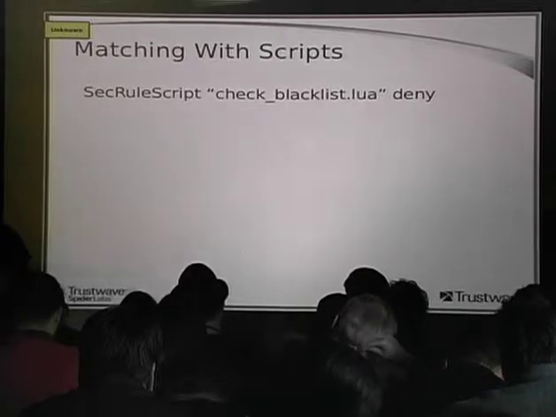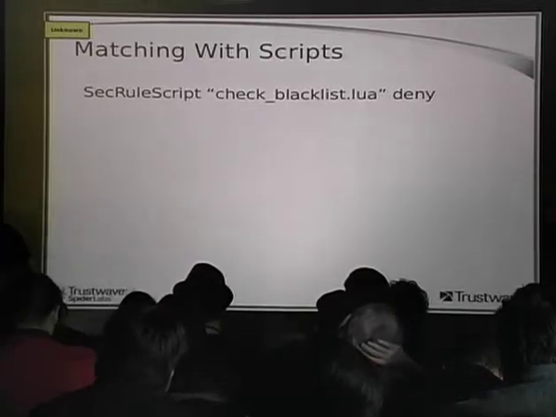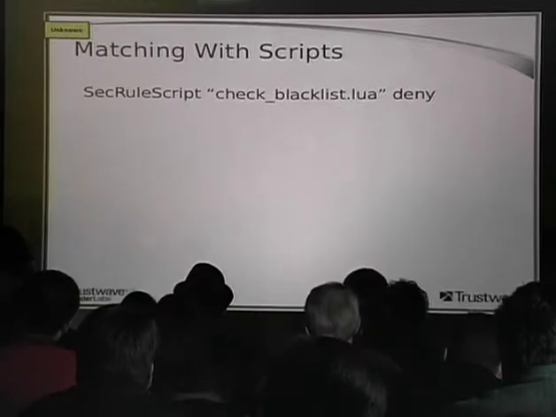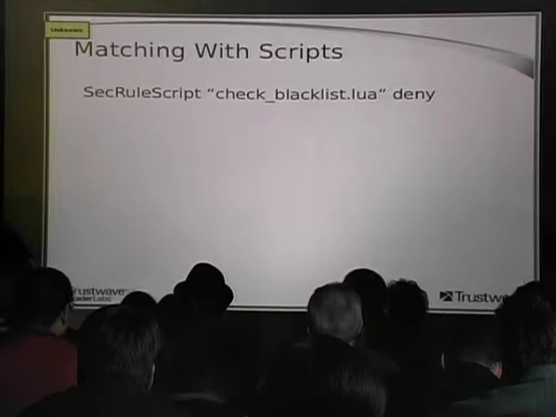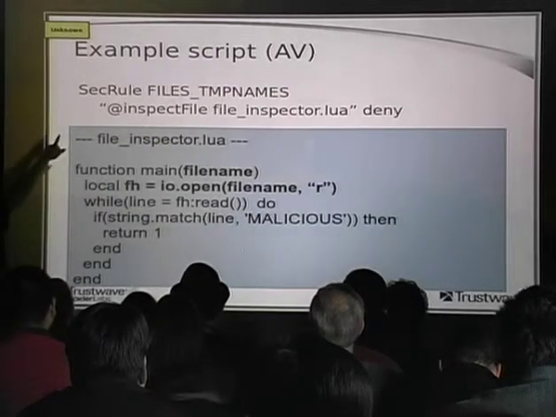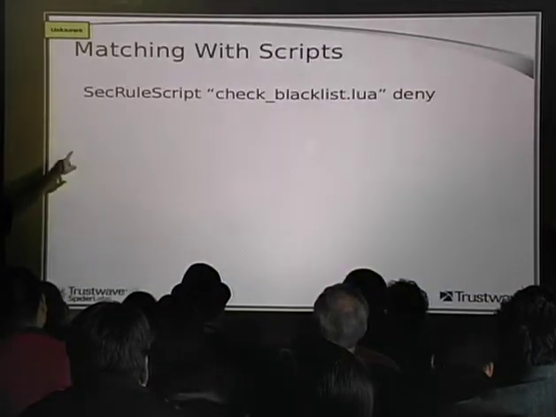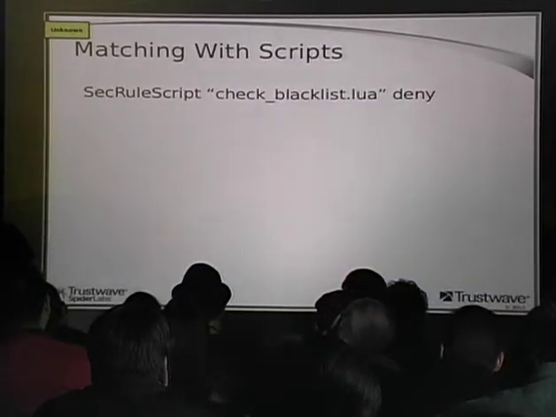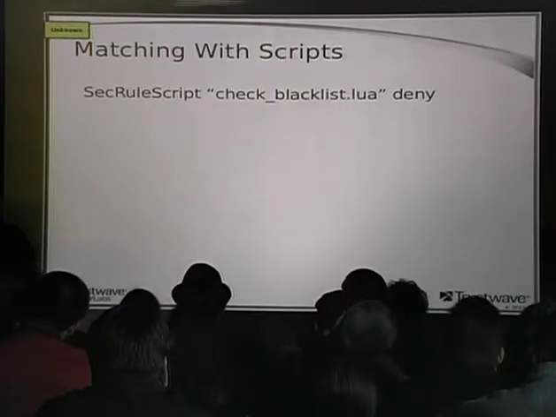And there's a final one. You don't have to do the inspect file to match via a rule. You can actually use a SecRuleScript. You noticed the rules earlier. They're all SecRule at the top. So this one would be SecRuleScript. This will say, run this script, and if it returns true, I want you to deny. If it returns false, I want you to let it go through.